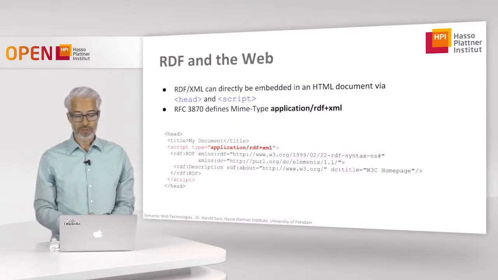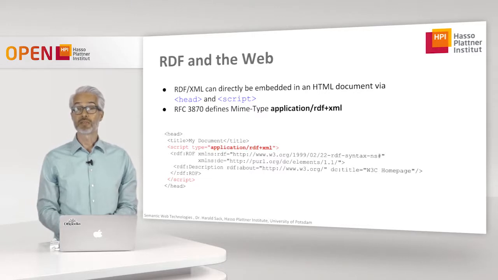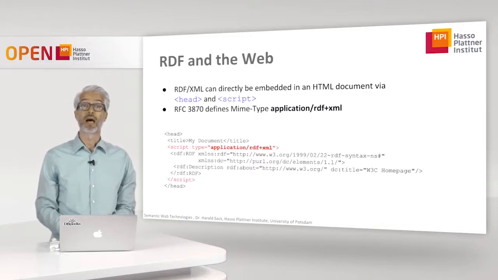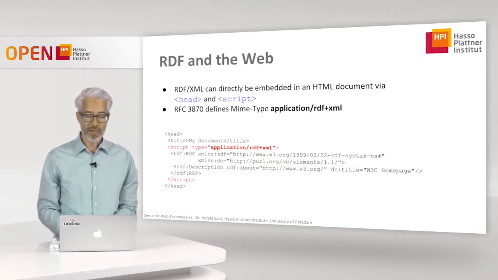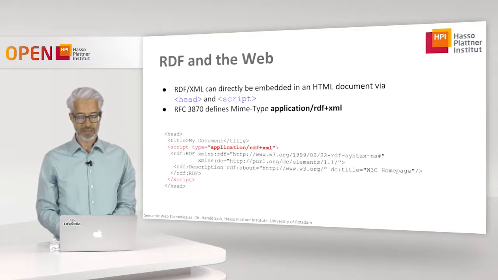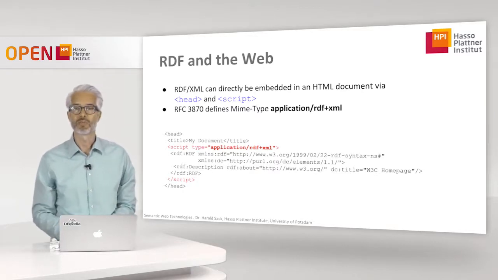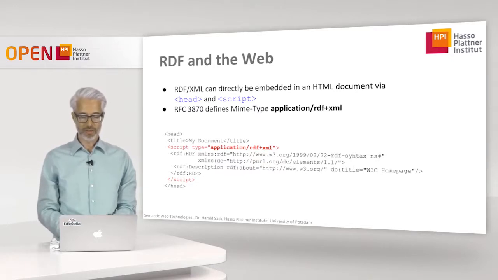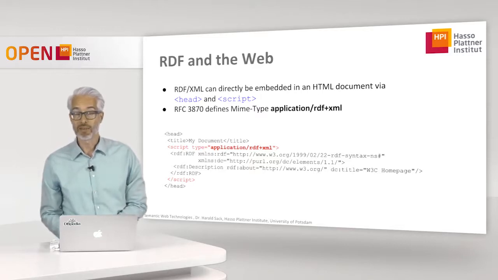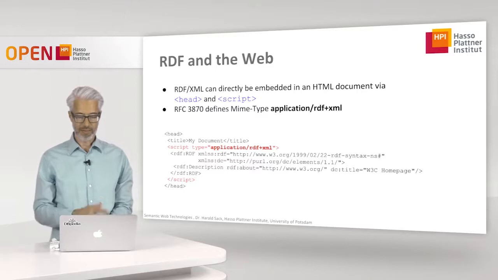Of course, the W3C gives you several possibilities to include data like RDF in your web document. First of all, RDF/XML can directly be embedded in an HTML document via the head and the script directive. In RFC 3870, you will see a MIME type called application/rdf+xml. With this MIME type, you can define a script like you see here in this HTML file, and with the RDF/XML serialization, include RDF directly into a document.